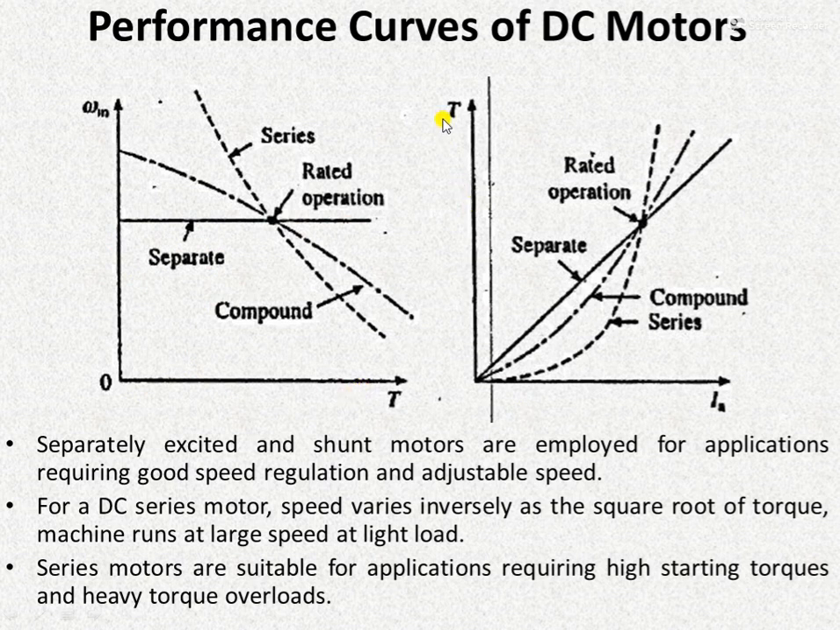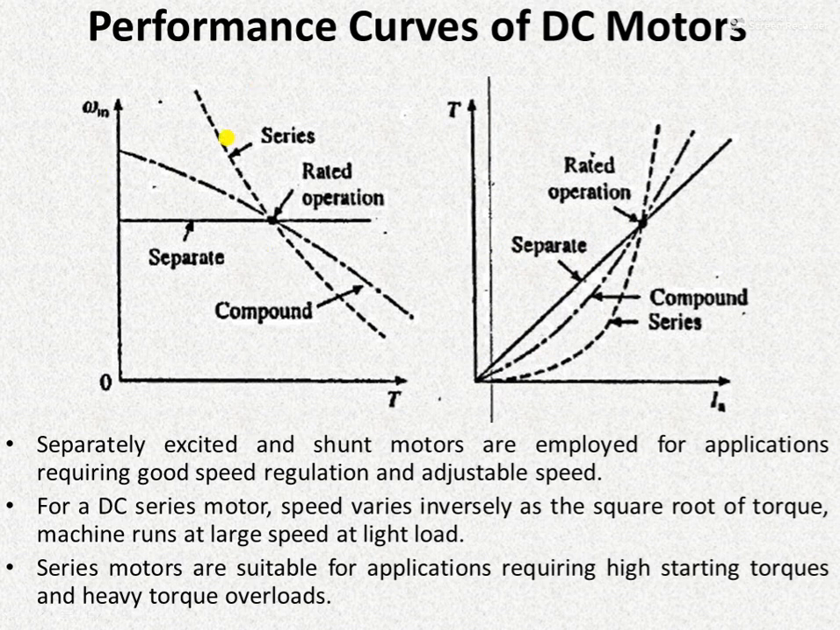Similarly, we have mentioned in equation number 2 that torque is directly proportional to phi Ia, whereas in the case of separately excited and shunt DC motor, phi remains constant. Therefore, torque will be directly proportional to Ia. Hence, the characteristics between torque and Ia will be a straight line in the case of separately excited as well as shunt DC motor. Next, we are going to analyze the performance in the case of a series DC motor.